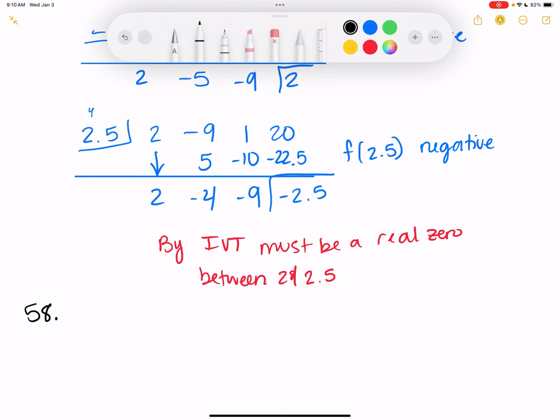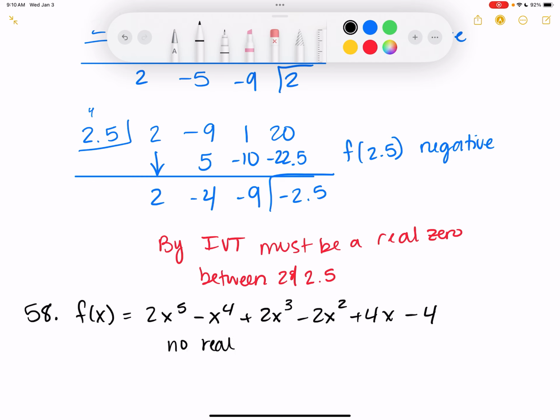Number 58 says to show that the real zeros of each polynomial function satisfy the given condition. So 58 is f of x equals 2x to the 5th minus x to the 4th plus 2x cubed minus 2x squared plus 4x minus 4. And it says that there is no real zero greater than 2. Or wait, greater than 1. Sorry, I'm reading the wrong problem.